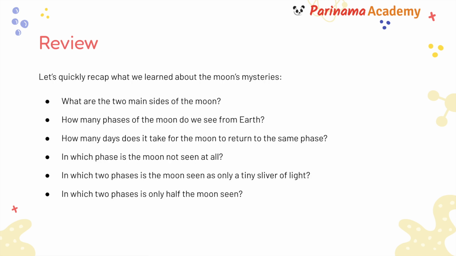Let's quickly review what we learned about the moon's mysteries. What are the two main sides of the moon? The near side and the far side. How many phases of the moon do we see from Earth? 8 phases.